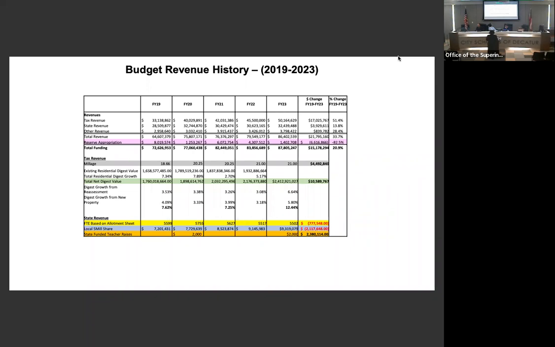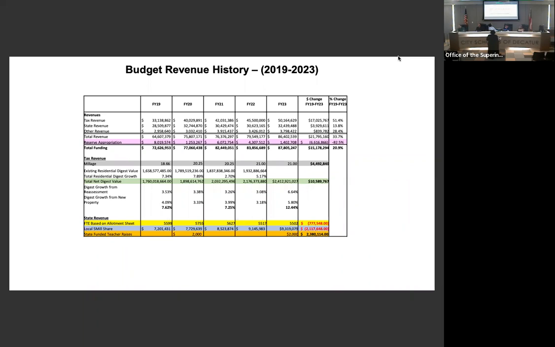Listed under the millage rate is the residential digest value, which has increased each year. Highlighted in green is the total net digest value, which has steadily increased from fiscal year 19 to present. The digest has increased by approximately $10.6 million. I have broken down the percent increase due to digest growth from reassessment and digest growth from new properties.